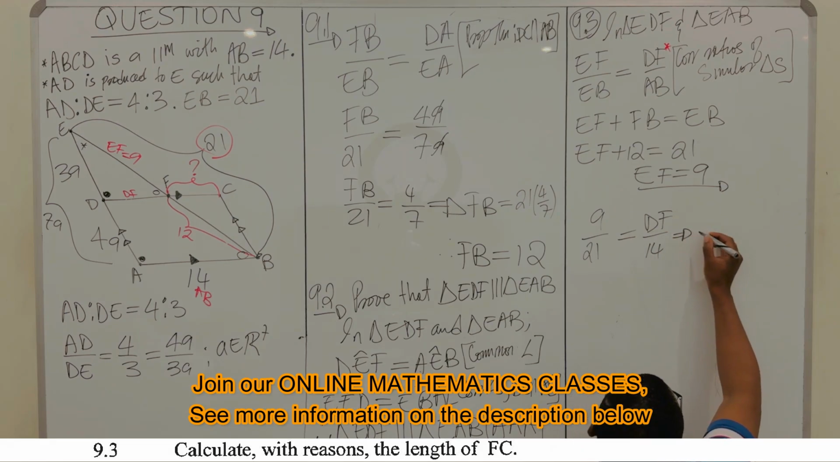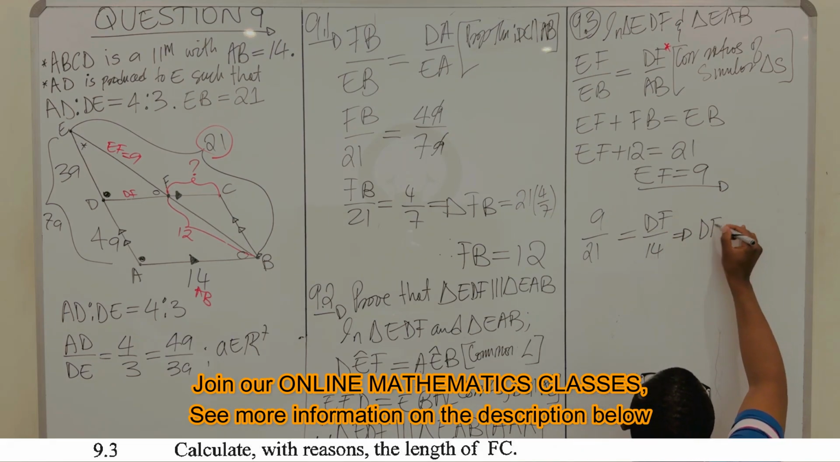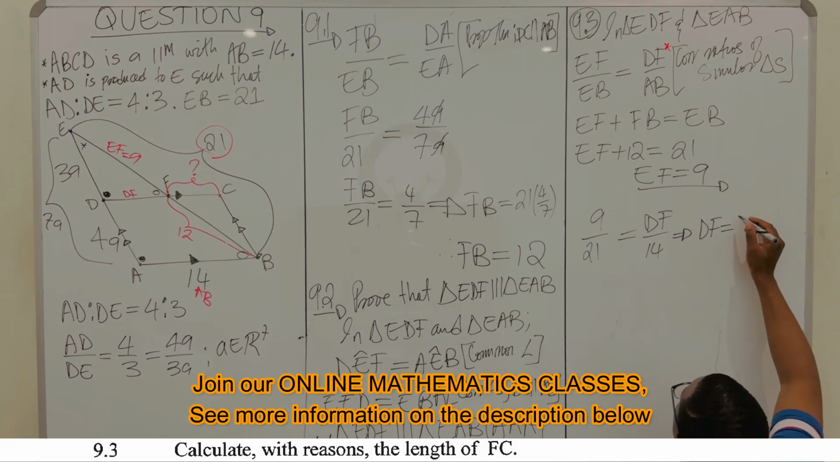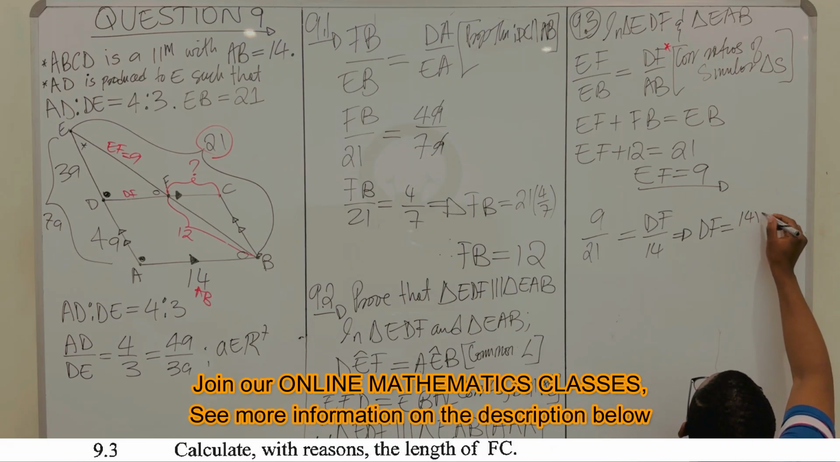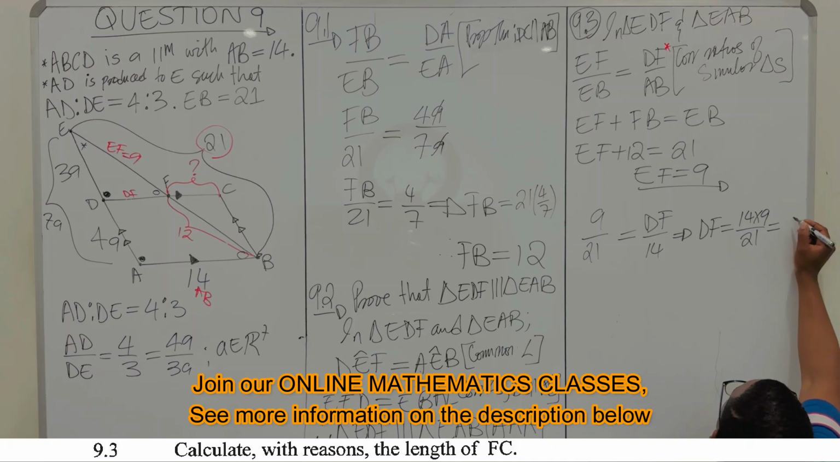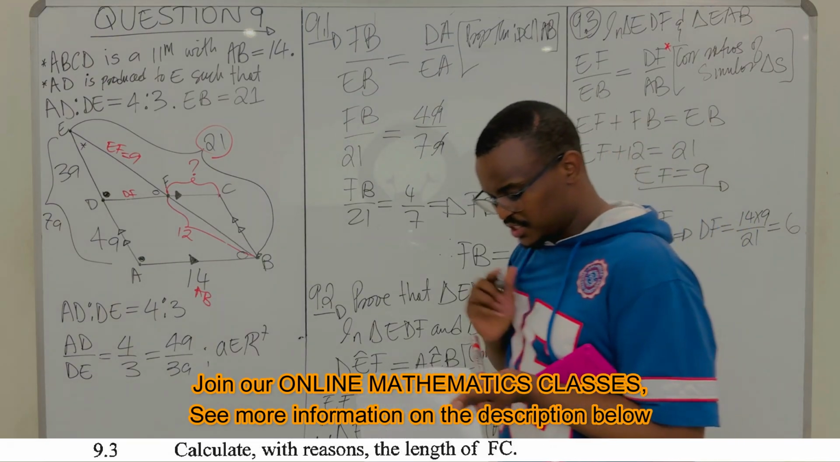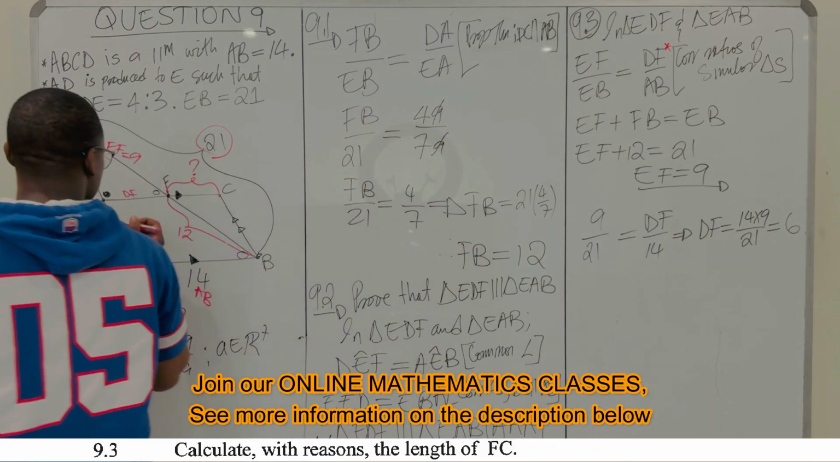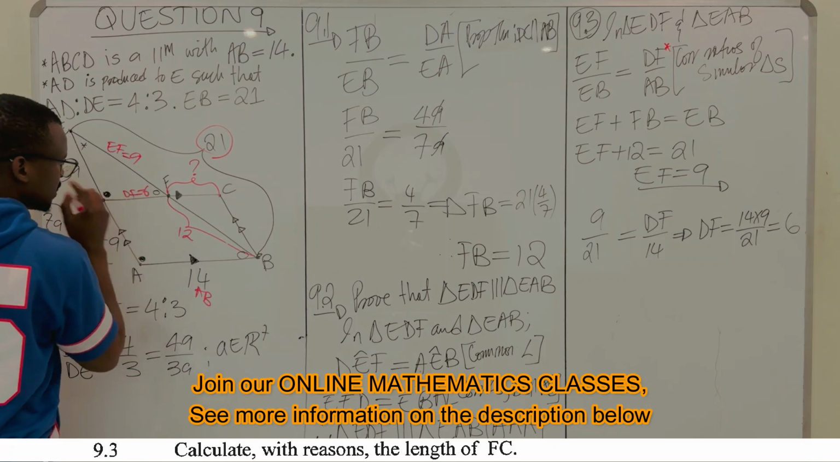So we get that DF is equal to 14 times 9 over 21. Let's punch that in and see what we get: 14 times 9 over 21 is equal to 6 units. So our DF is equal to 6 units, which means this length over here is equal to 6.